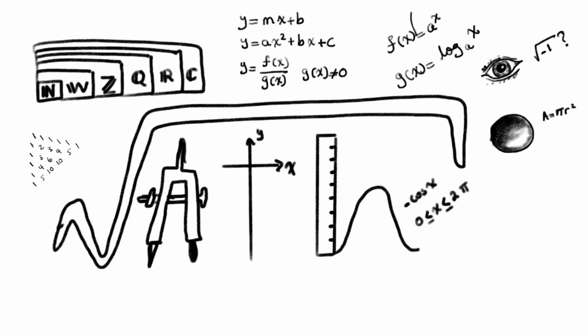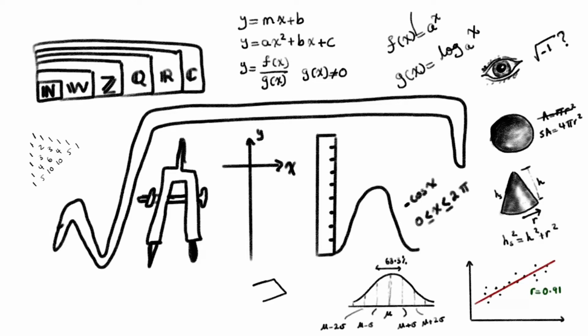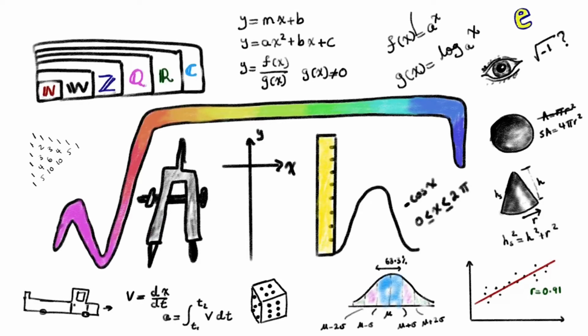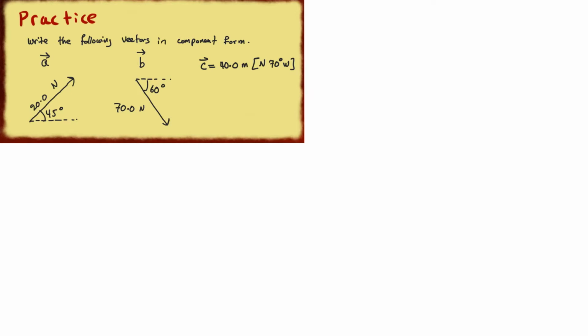This is the full solution to the first vector lesson, which focuses on writing vectors in component form. In the practice question, we're asked to write the following vectors in component form. So let's focus on vector A.